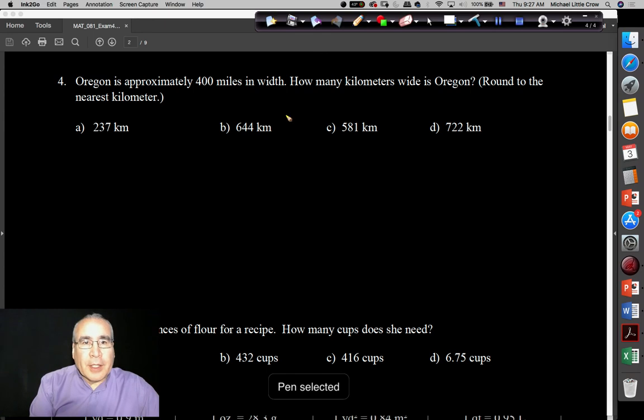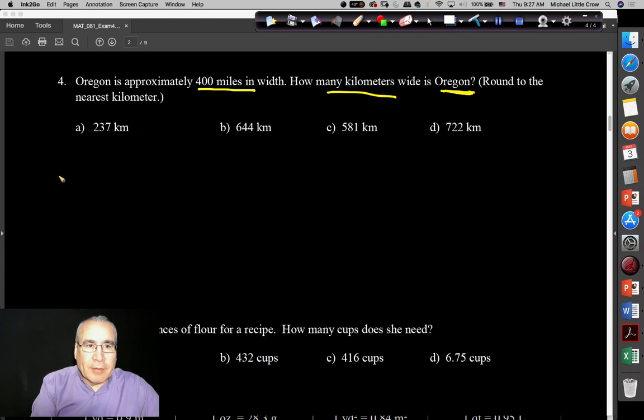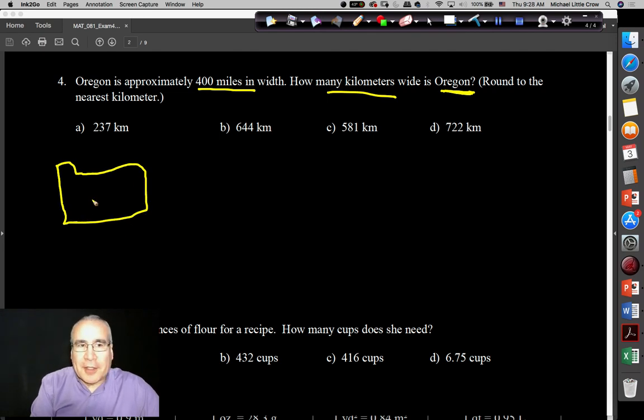So this one will be a little bit different. The question is, how many kilometers wide is Oregon? Now, on the original printed version, if you've got that, it says Arizona. That was a mistake. It should say Oregon. So Oregon is approximately 400 miles in width. So it's a state. It sort of looks like this. If you've ever seen Oregon, I'm from Oregon, so that's our state of Oregon. And it's approximately 400 miles wide.